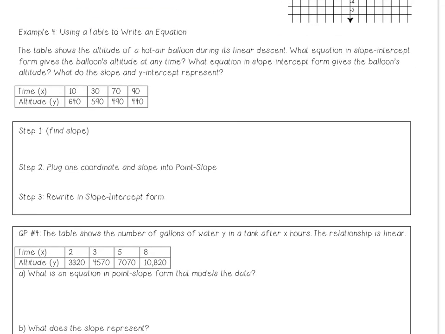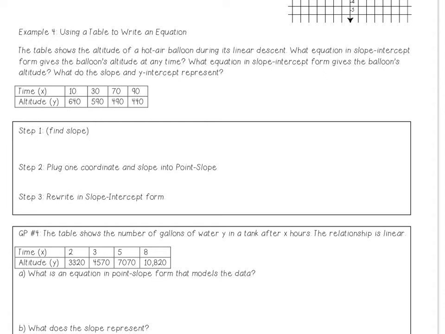Alright, example 4. Using a table to write an equation. I have this table. They're asking a bunch of questions. What equation in slope-intercept form gives the balloon's altitude at any time? What do the slope and y-intercept represent?